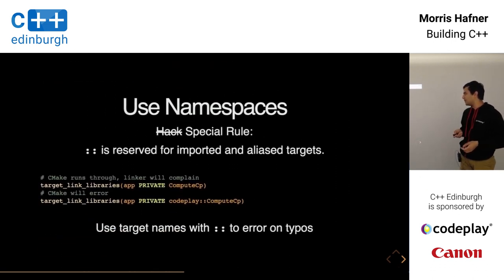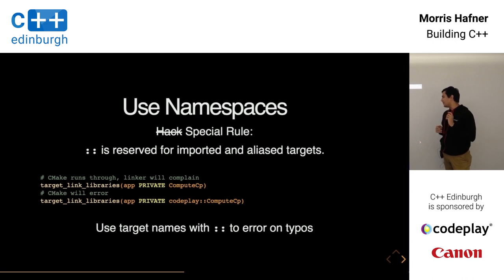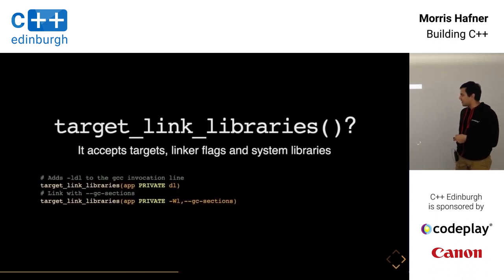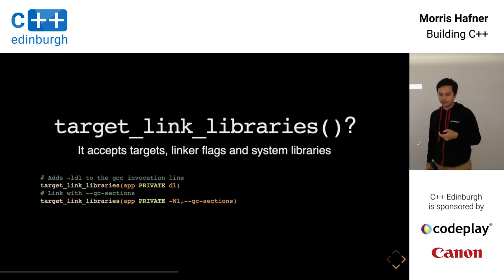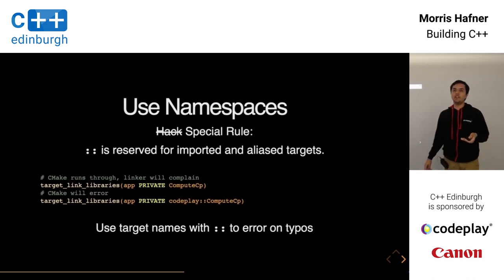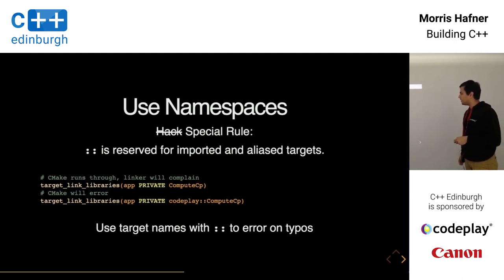Yeah. So as I said, the problem here is if you pass something in here that is not a system library, that is not a target, it assumes that it's a system library, and we need to work around it somehow. So for this, CMake has this special rule here that you can use the double colon namespace thing, which is borrowed from C++, to explicitly tell CMake that this must be a target. The downside here is that the namespaces are just reserved for imported and aliased targets.